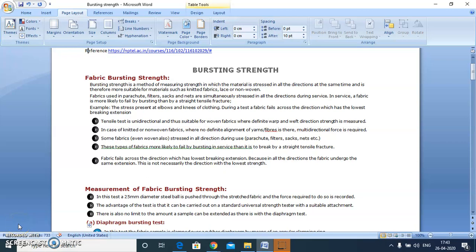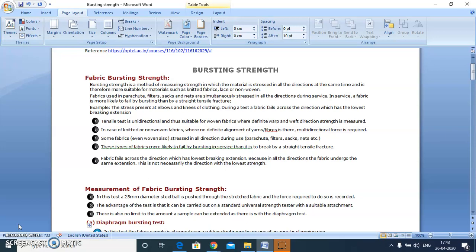Good morning, students. This lecture is for textile technology, textile chemistry, and textile engineering students for the subject Textile Testing Part 2. And we'll study about the bursting strength measurement of fabrics in this lecture.